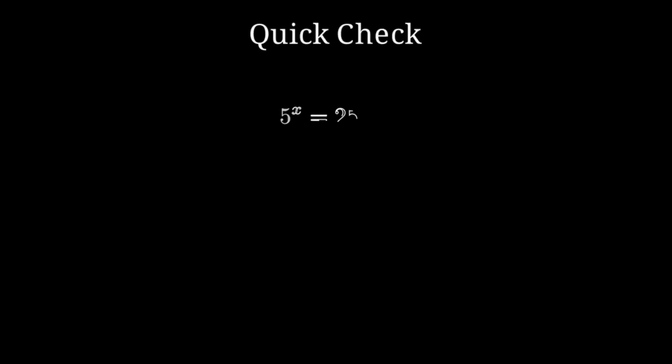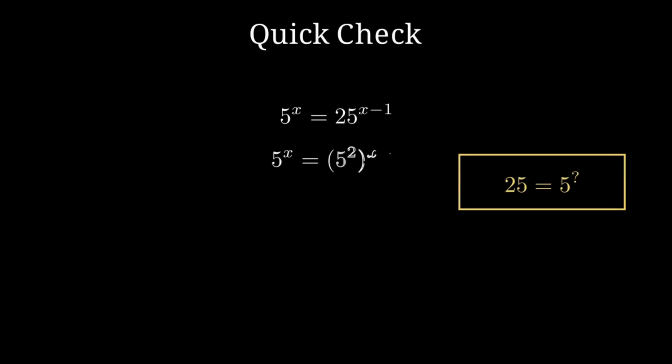Try this quick check, solve 5 to the x equals 25 to the x minus 1. If you recognize 25 as 5 squared, you can see that x must equal 2x minus 2. Solving that gives us x equals 2.